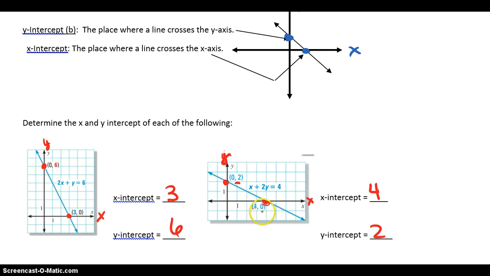Okay, if you'll notice, if you look at the x-intercept here and the x-intercept, if you look at the ordered pair, x is 3, y is 0. X is 4, y is 0. So the y is always 0 for the x-intercept. The y-intercept values, look at the x-coordinate is 0, the x-coordinate is 0. So we'll talk some more about that in a minute.